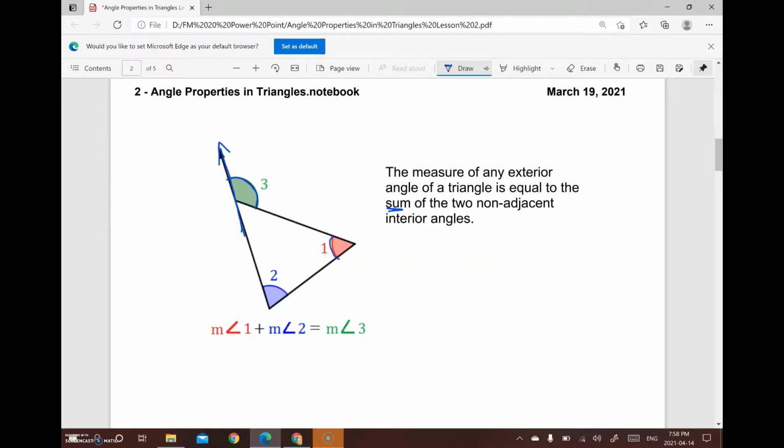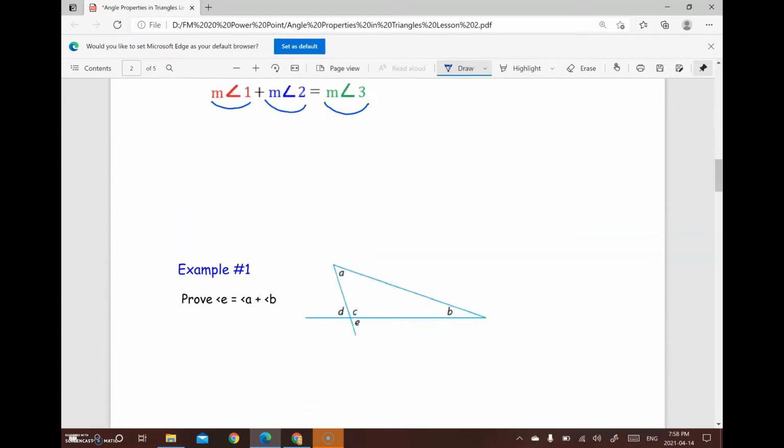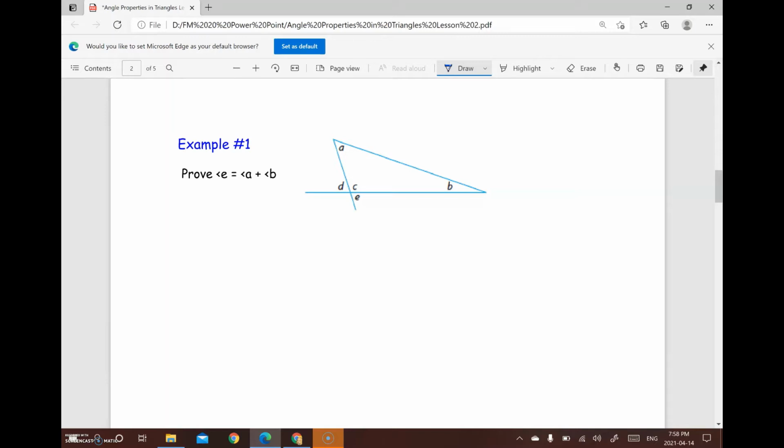So angle 1 and angle 2 are interior in the triangle because they're inside, and they're as far away as possible to angle 3. And if we combined the measurement of angle 1 plus the measurement of angle 2, it would give you angle 3, that outside exterior angle. Now we just finished up inductive and deductive reasoning, so we're going to prove that statement, that outside angle, in this example it's E, is equal to the interior non-adjacent angles, so A and B in this example.